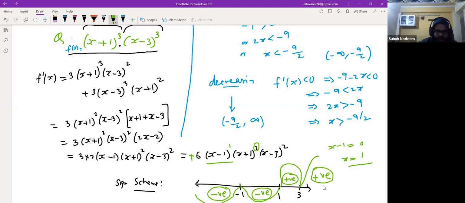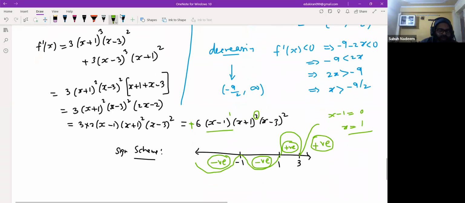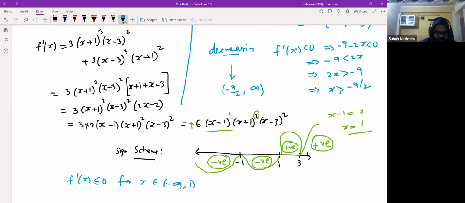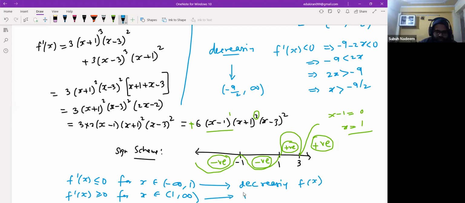After knowing the sign scheme, you can say that f dash of x is less than equal to 0 for x belonging to -infinity to 1, as you can see, and f dash of x is greater than equal to 0 for x belonging to 1 to infinity. So in this interval, we say that it is decreasing. The graph f(x) is decreasing, not f dash x. f dash x is negative, so f(x) is decreasing, and in this interval, f(x) is increasing.